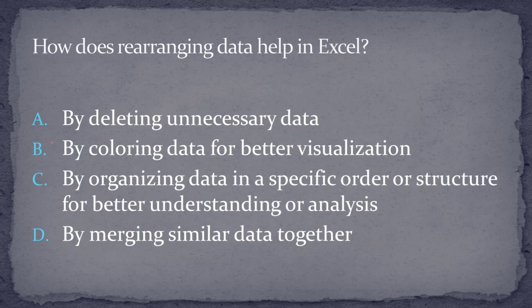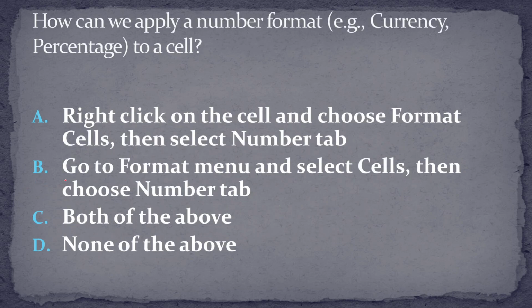Let's move ahead. How does rearranging data help in Excel? By organizing data in a specific order or structure for better understanding or analysis. Let's move ahead. How can we apply a number format like currency or percentage to a cell? We have to right click on the cell and choose format cells, then select the number tab. Also, we can do it by using the format menu, selecting cells, and then choosing the number tab. So both of the above.